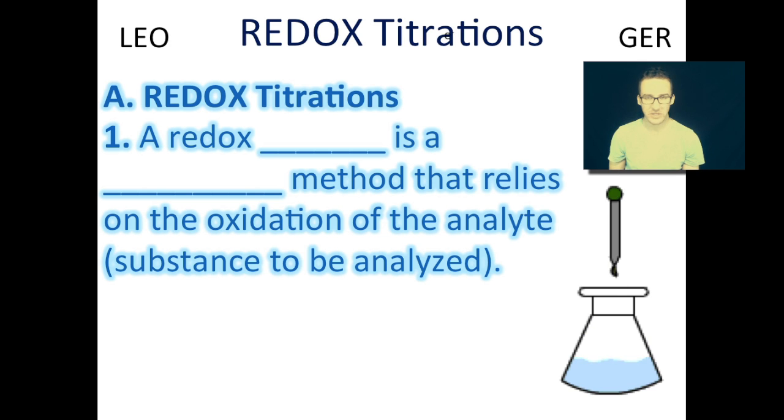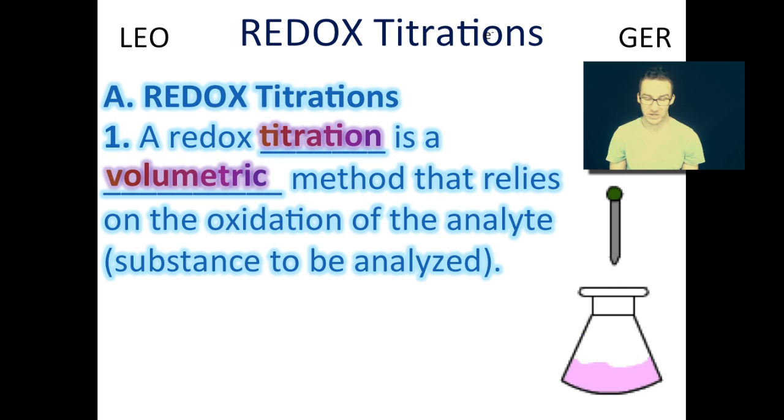All right, so just a couple of quick notes here. First of all, a redox titration, what the heck is it? It's a volumetric method that relies on the oxidation of the analyte, or the thing that you're trying to figure out. Very similar to what's happening in an acid-base titration, in as much as it's a volumetric analysis, although in the acid-base titration, we're focused on the change in pH.